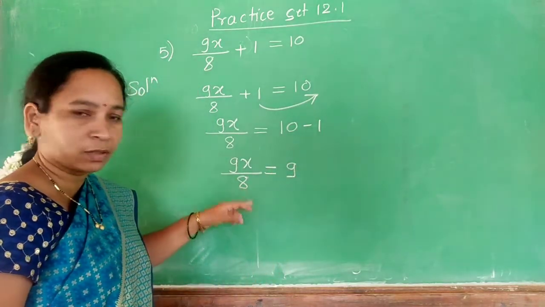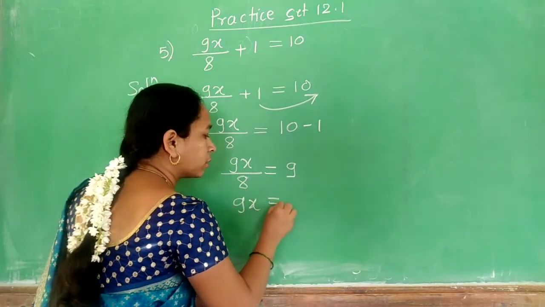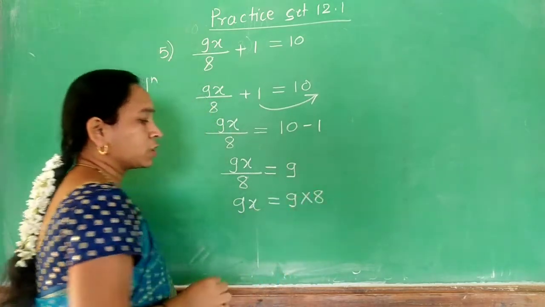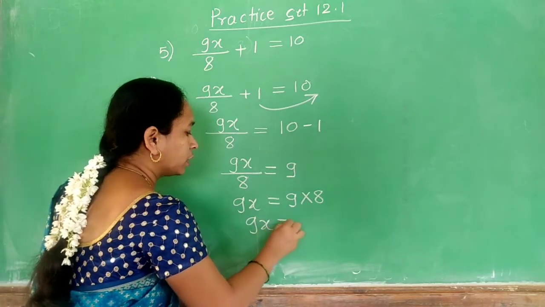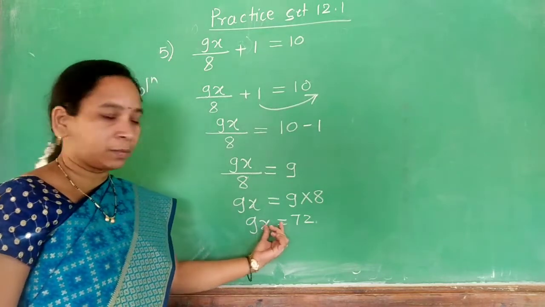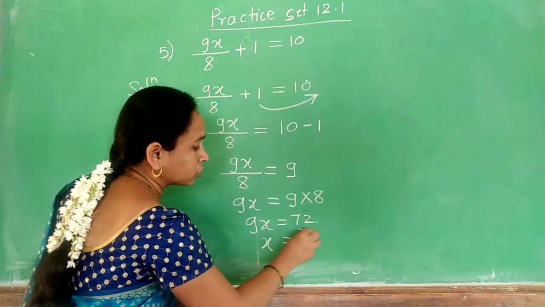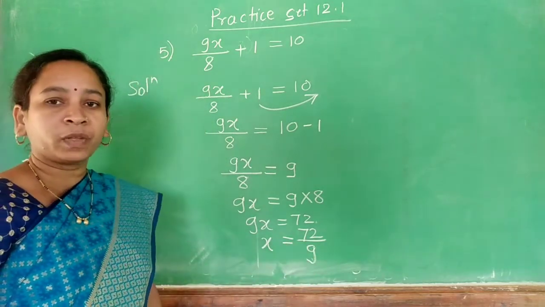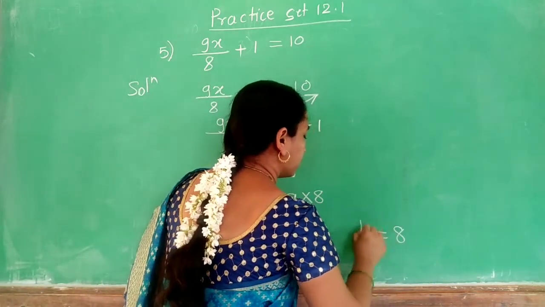8 is in division. Transfer 8 on this side. So we will get 9x is equal to 9, and 8 will go, so it will be in multiplication. Now we have to multiply. 9x is equal to 72. 9 is again in multiplication, it will go here, then it will be in division. So 72 upon 9, we have to divide it. And after division, we will get the answer x is equal to 8.